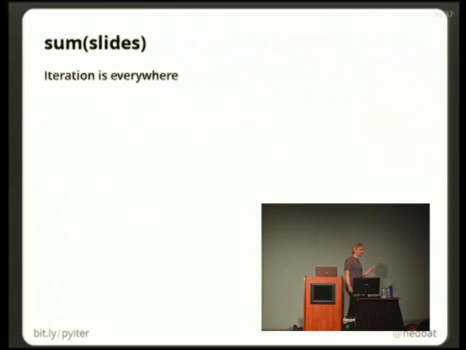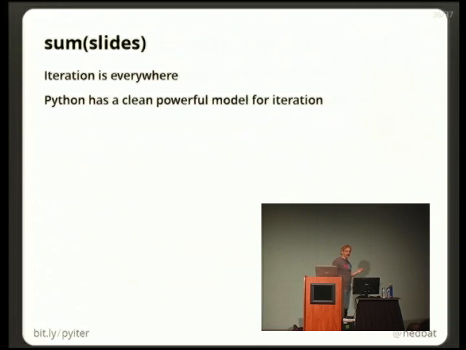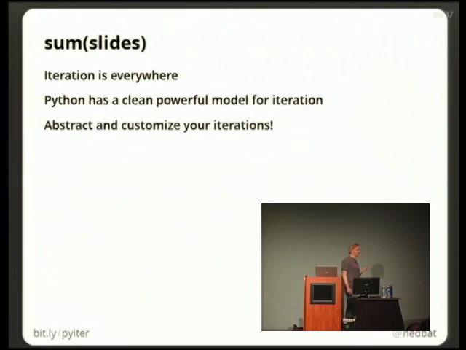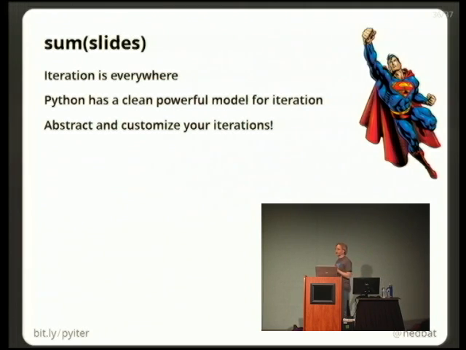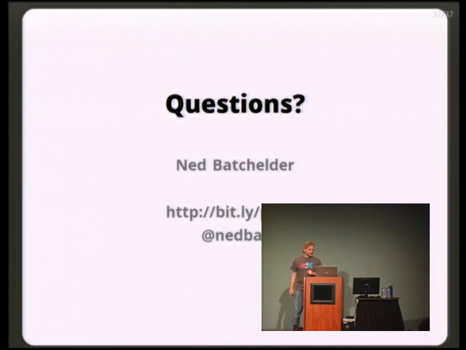Iteration is everywhere, right? There's very little chance that any of you are writing real programs that don't have to iterate over data somewhere. Python has a very clean and powerful model for iteration that's used throughout the standard library, but isn't as widely used throughout our own code. We're not writing enough generators and dunder-iter methods. So abstract and customize your iterations. And if you do, you will have superpowers too. Thank you.